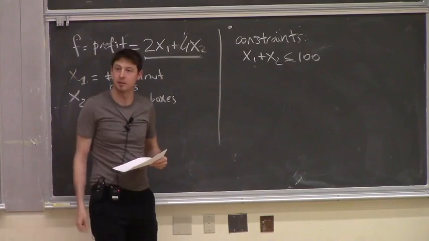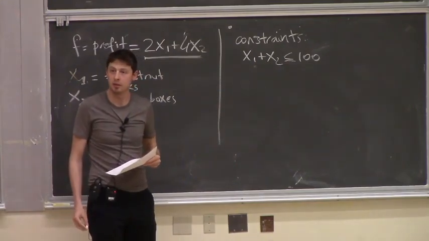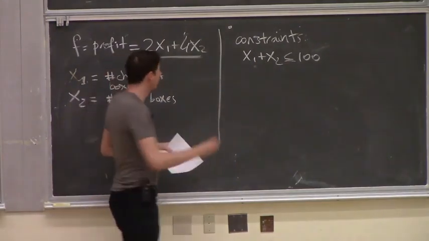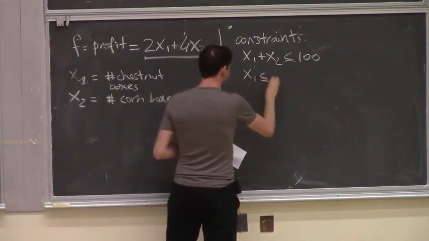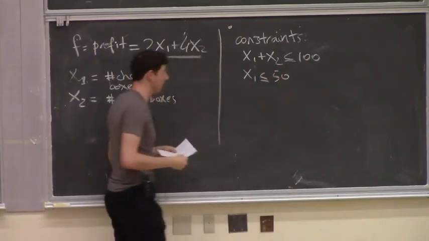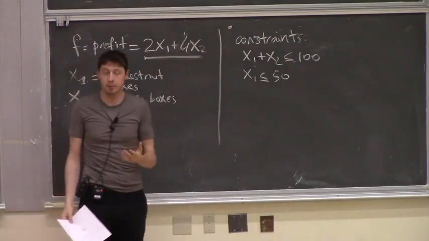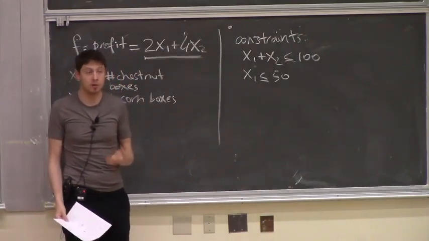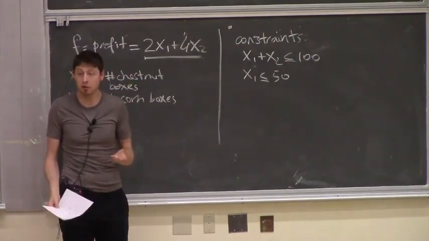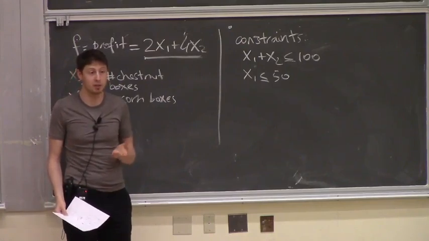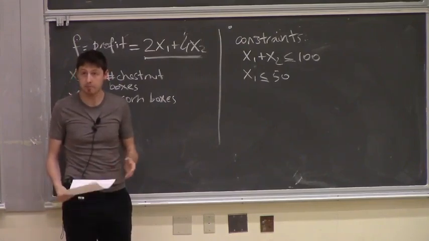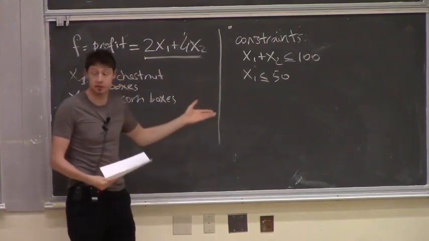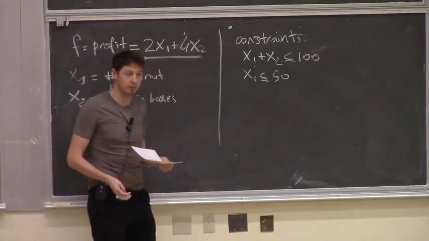What are other constraints? Yeah. x1 is at most 50, right? I know at the beginning of the day that I'm not going to be able to sell more than 50 boxes of chestnuts, so there's no point for me to stash more than 50 into my cart. Okay? There it is, also a linear constraint. How about another one?